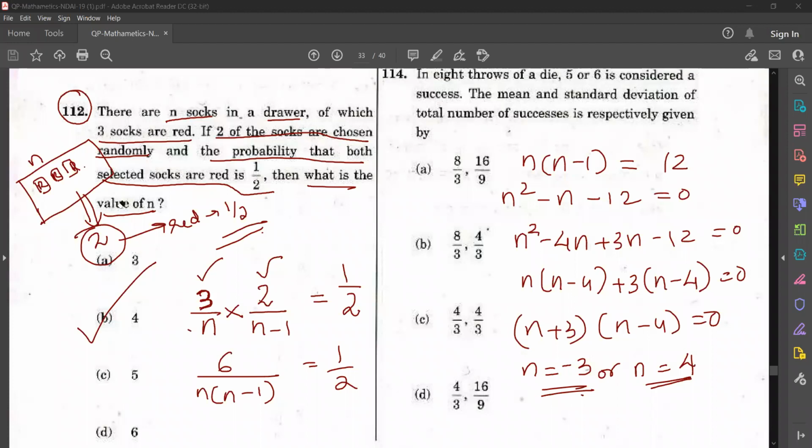Please go through. So here also we multiply, because the and condition is coming. First sock and second sock red. First sock red and second sock red. Okay, so the and condition is coming. That's why you are taking multiplication. Copy down this.